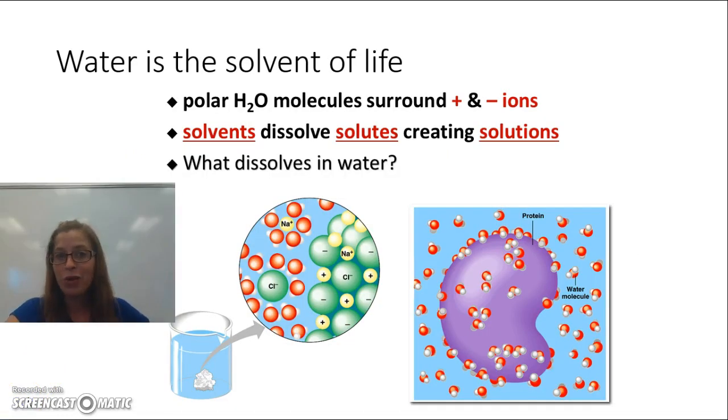The polarity of water also leads to its ability to be a universal solvent. Now, what do we mean by universal solvent? What we mean is that it can dissolve almost everything, anything that's polar. And the solvent, or water in this case, is going to dissolve any solute, creating a solution. Now, water can dissolve anything that has a positive and a negative charge. So that can be other polar molecules or other ions.